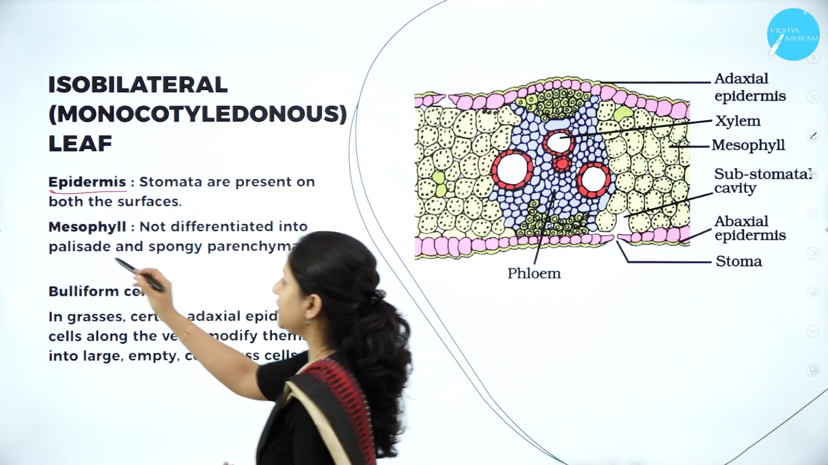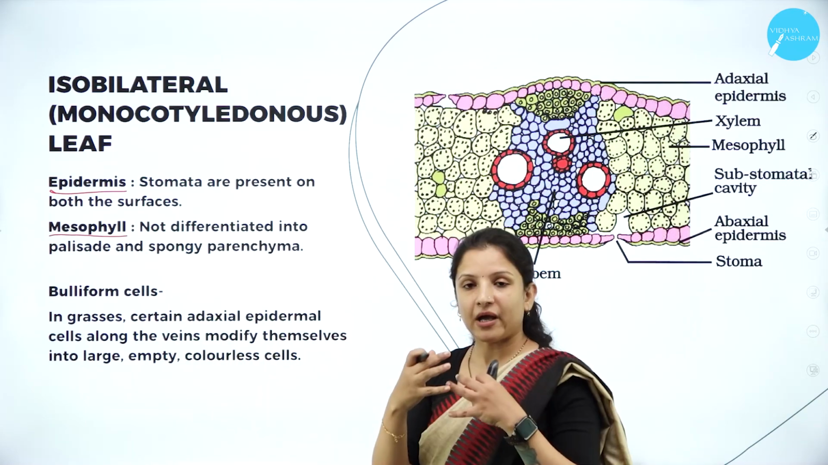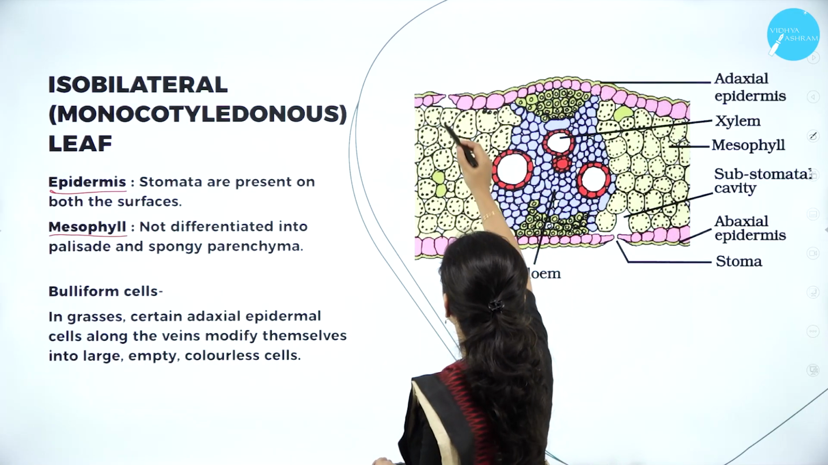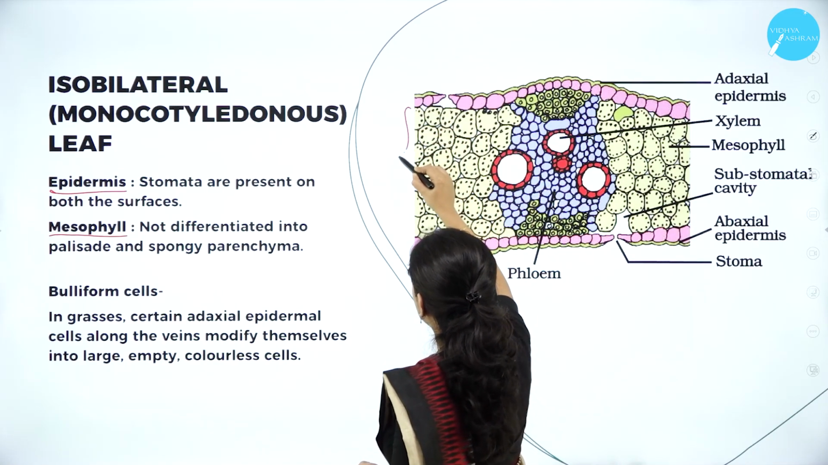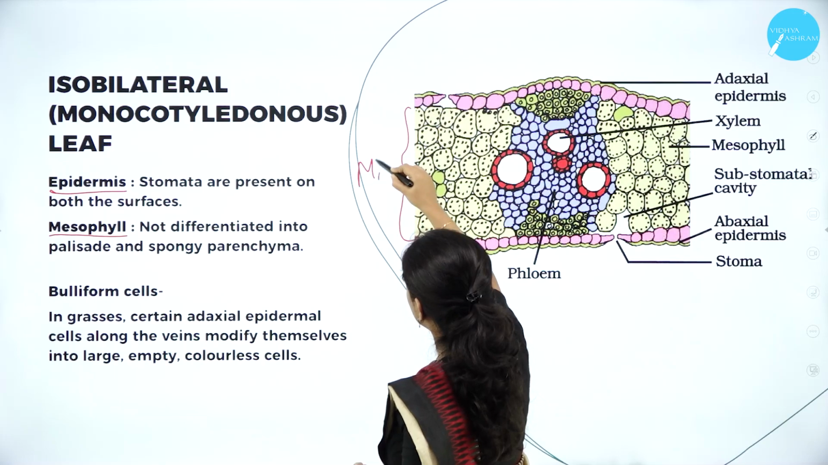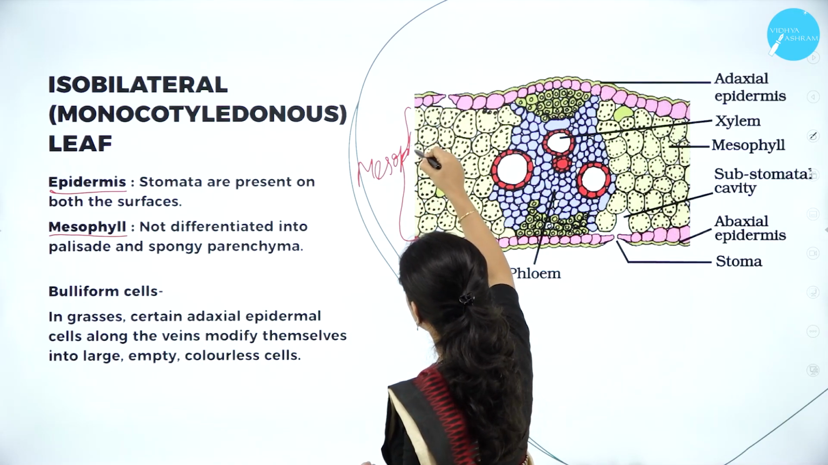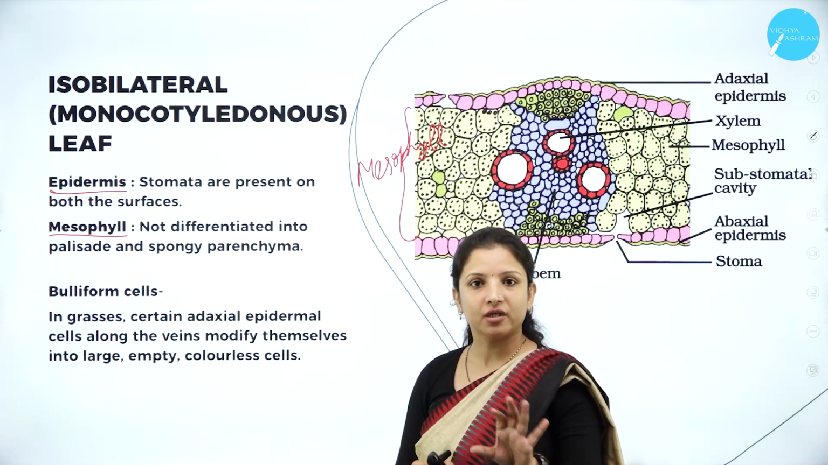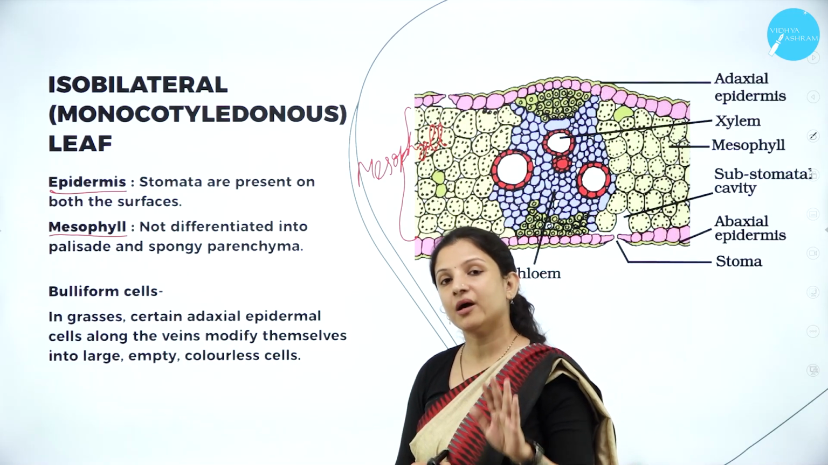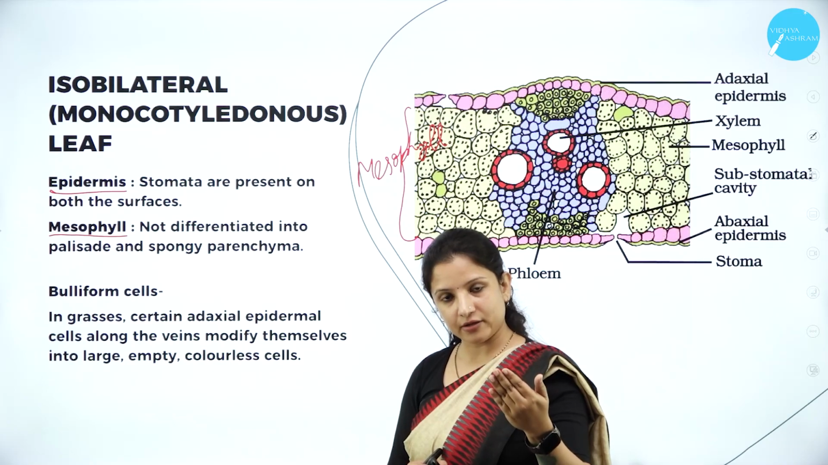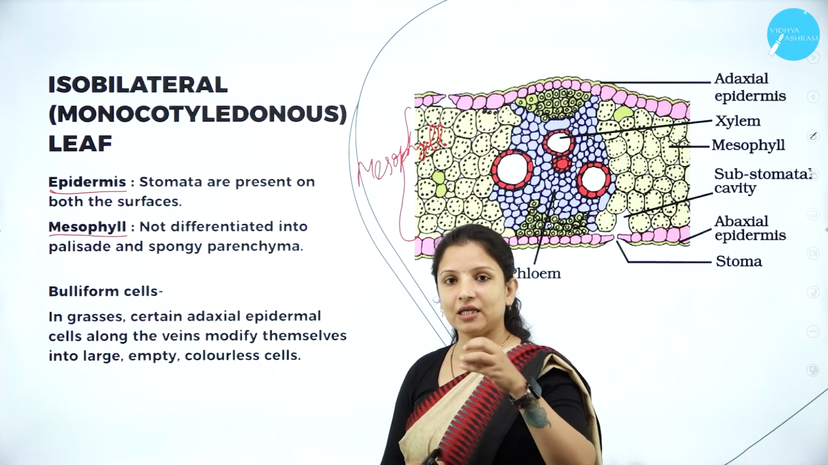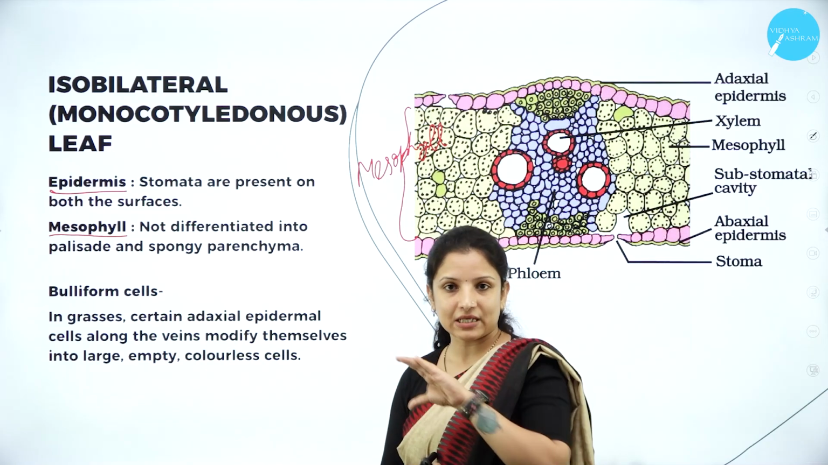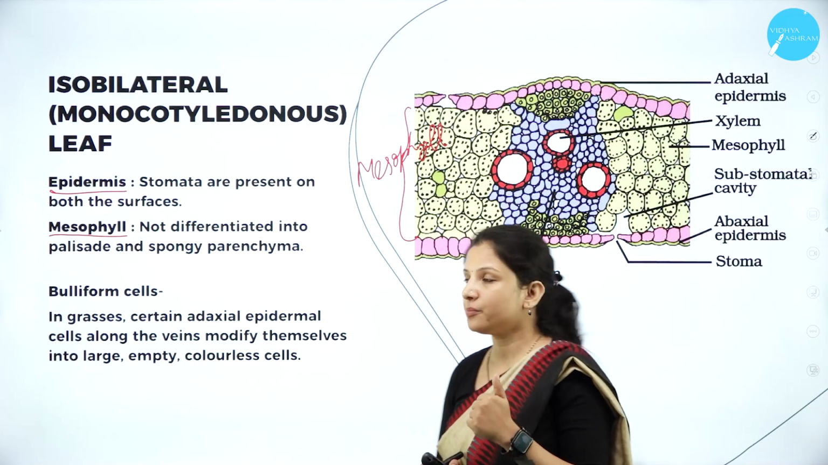And talking about the mesophyll, which consists of parenchyma cells right between the upper epidermis and the lower epidermis. So this is the mesophyll region. Now what is the mesophyll region made up of? The mesophyll region is not differentiated into palisade or spongy parenchyma like how it was in the dicot, right? In the dicotyledonous leaf, towards the adaxial epidermis they had palisade parenchyma, and towards the abaxial epidermis they had the spongy parenchyma.